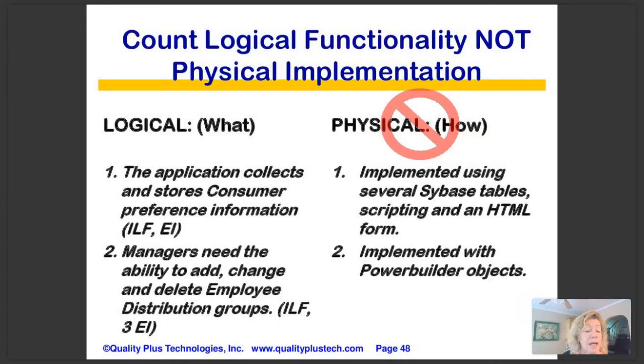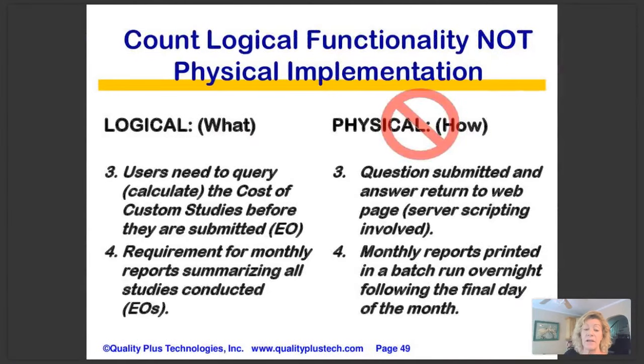Second idea might be that managers need the ability to add, change, and delete employee distribution groups. That means if I'm going to add, change, and delete, I've got 3 EIs and I've got an ILF. This is the type of thing that will be on the exam. It will say something like, we need the ability to add, change, and delete employee distribution. It may not say explicitly, we're going to store it. But if you add, change, and delete, you know that you will be storing it. So you would have an ILF.